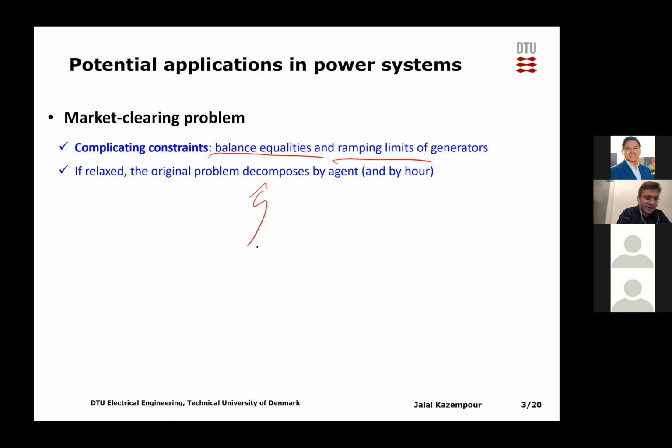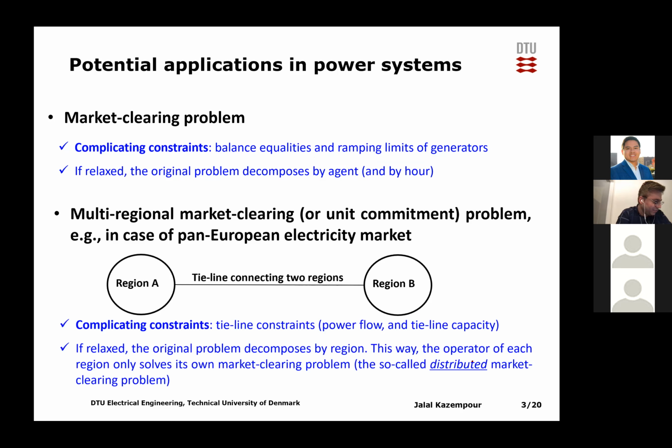So that's one typical application. Or for example, if you think of a multi-regional market clearing problem, let's say we have two regions like Denmark and Sweden, and they are connected only through, let's say, one tie line, right? So there is a constraint related to power flow over this tie line.